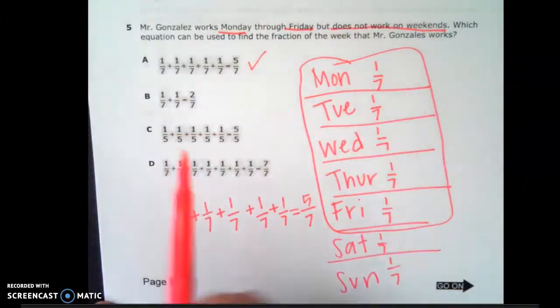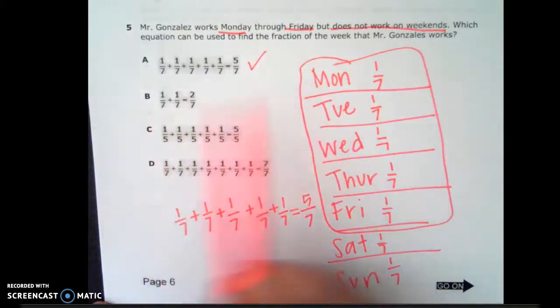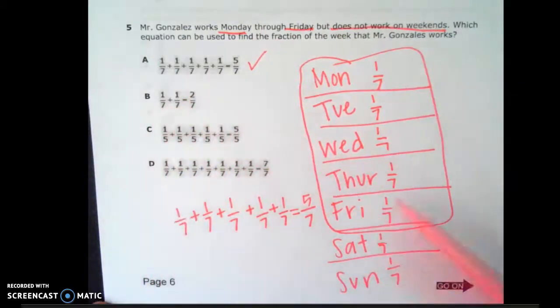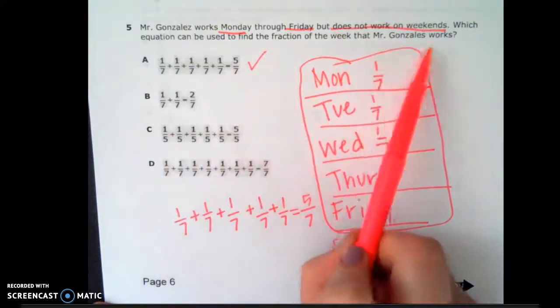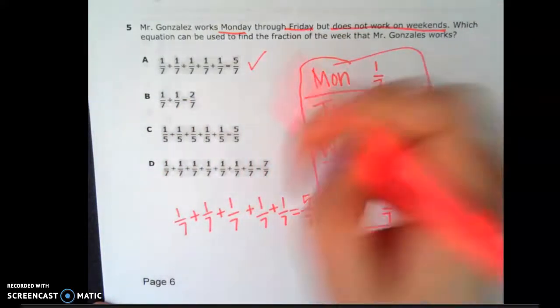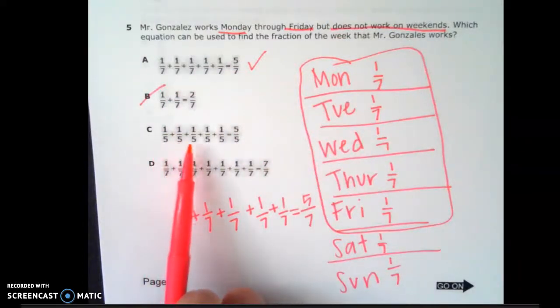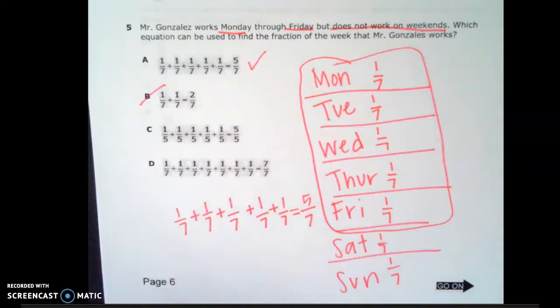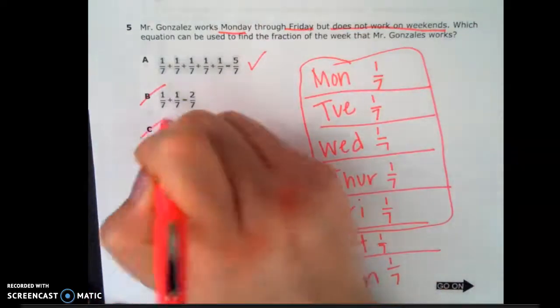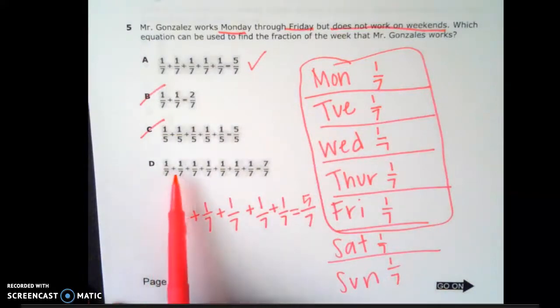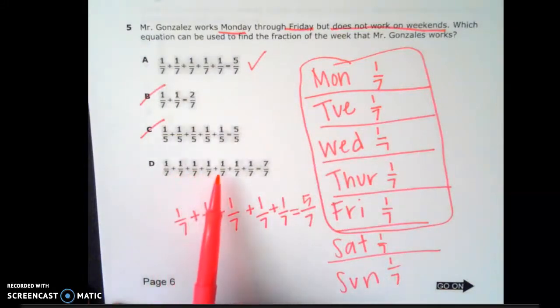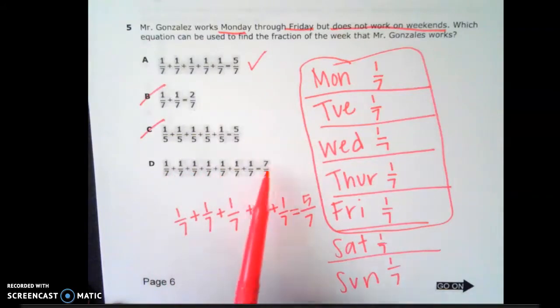That matches what I wrote. 2 7ths is the days that he doesn't work. I want the days that he does work. 1/5 plus 1/5 plus 1/5 plus 1/5 plus 1/5 equals 5/5. Well, that is a true statement, but there are not 5 days in a week. There are 7 days in a week. 1/7 plus 1/7 plus 1/7 plus 1/7 plus 1/7 plus 1/7 plus 1/7 equals 7 7ths.